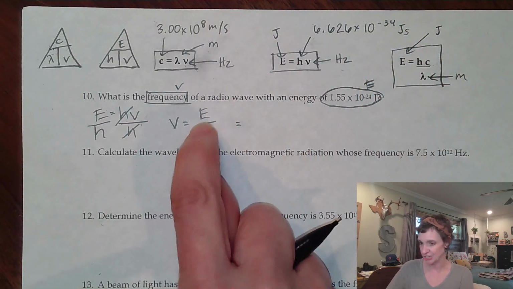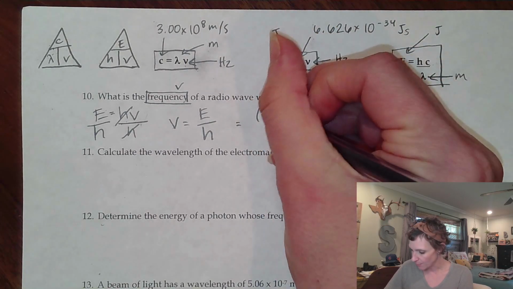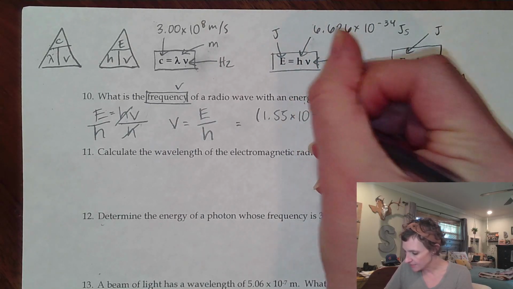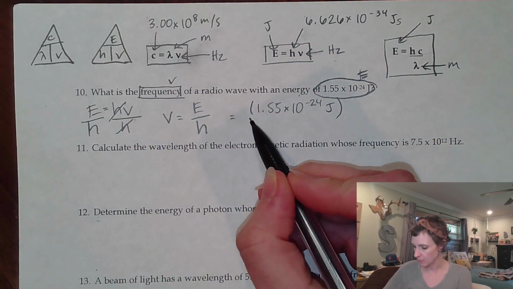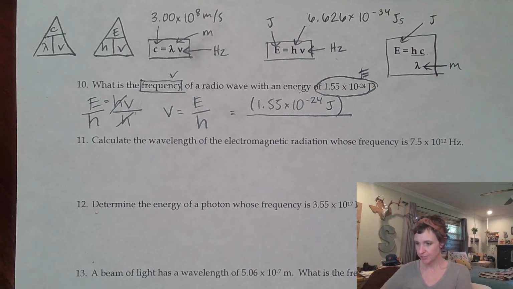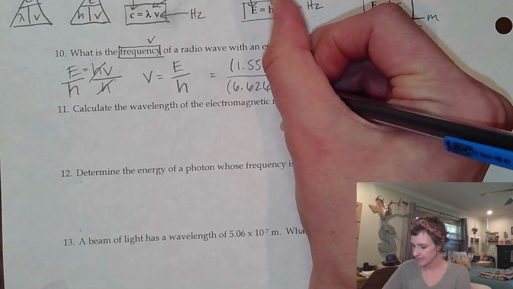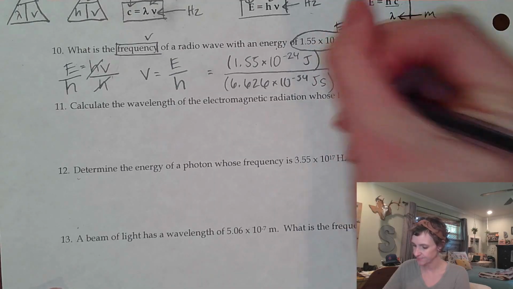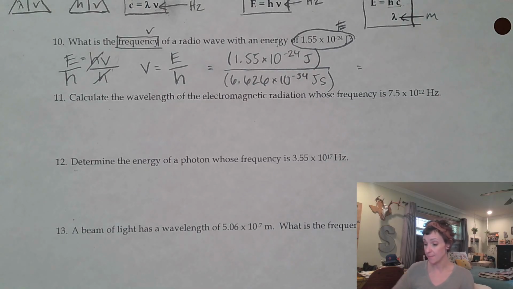Here we go. So energy, and this is where the labeling helps. I'm like, that is the number that I get to use. So I will write 1.55 times 10 to the negative 24th joules. And yes, the units are important. I do not want to hear that. Okay, H. He's my constant. So I'm going to type in 6.626 times 10 to the negative 34th, and the units for him are joule seconds. Okay? So the result of this that I will solve for is going to be my frequency.